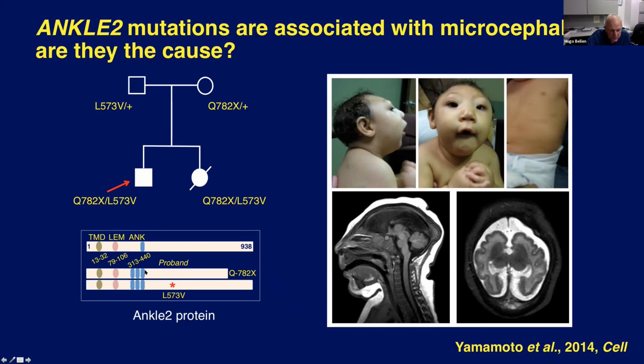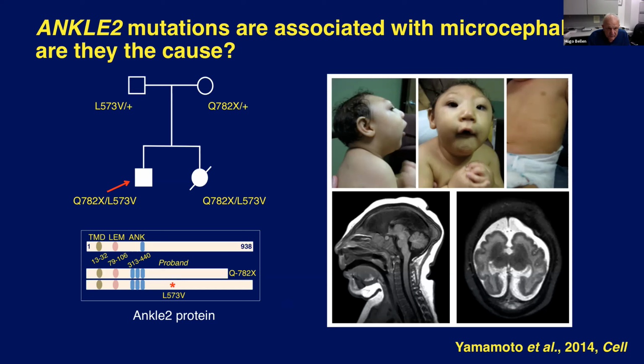And the ANKLE2 protein is shown here, and one of the mutations is here, and one causes a truncation. And the brother, who survived for 6 or 7 years, had a very severe microcephaly, as is shown here, and a very severe loss of brain tissue. So at birth he had a severe microcephaly and failed to thrive and essentially stayed as an infant for many years before he died.